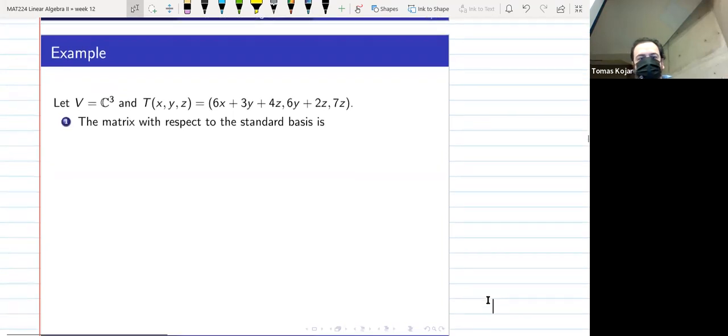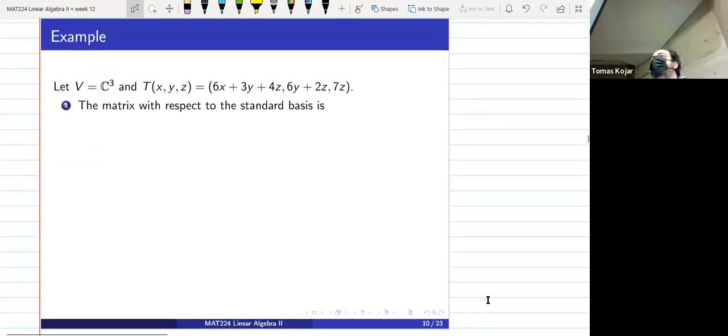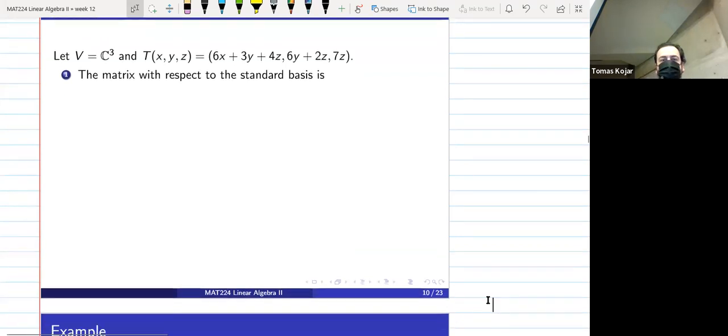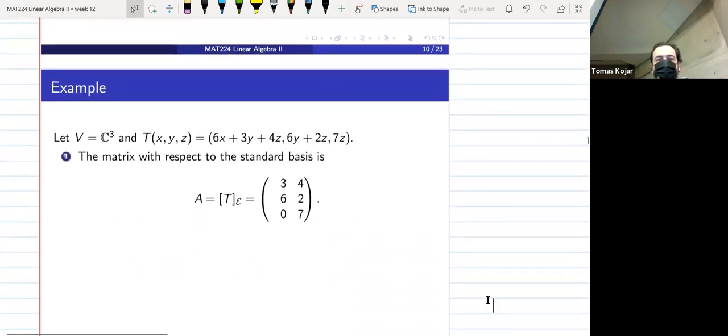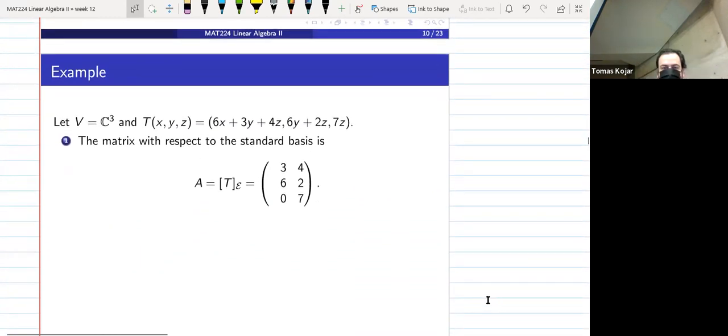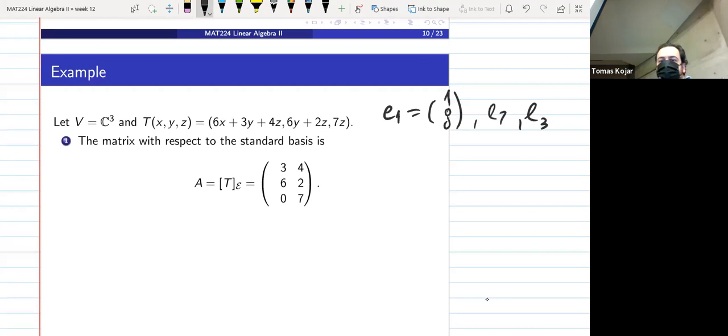So we start with this map, and the first thing you always want to do is write down its matrix, because Jordan form just means a matrix representation. So that's always the first step. And by standard basis, we mean E1, E2, E3 for C3, that is 1, 0, 0, and the same thing for E2, E3, but where your scalar field is the complex numbers.